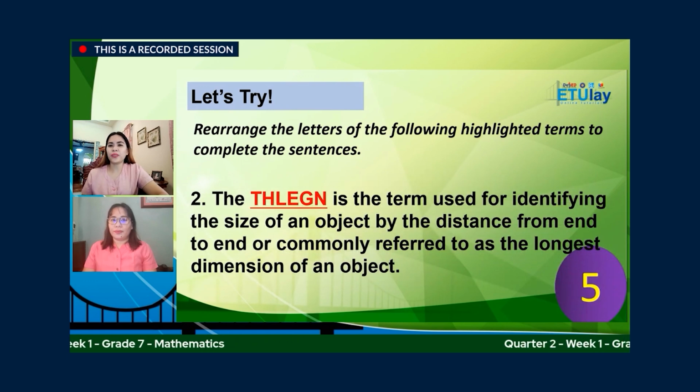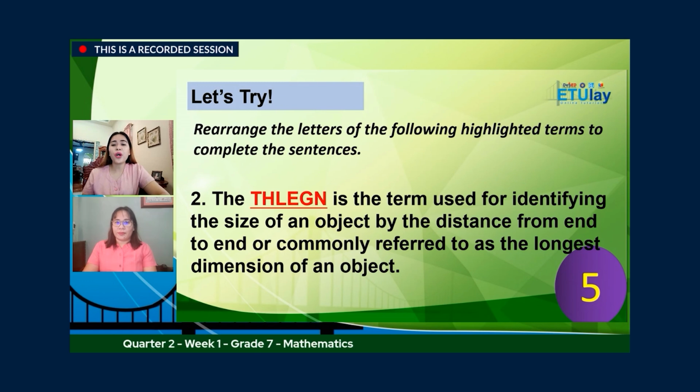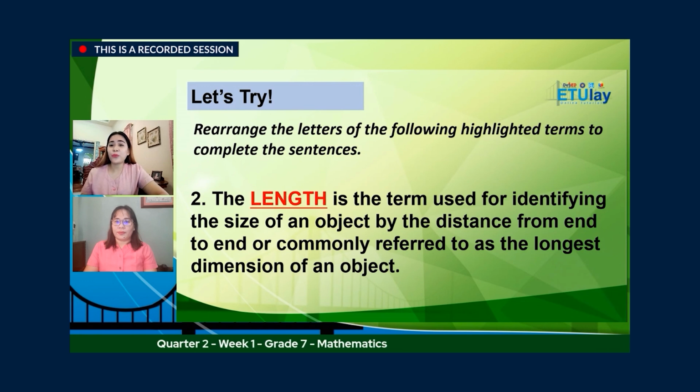Okay, number 2. The blank is the term used for identifying the size of an object by the distance from end to end, or commonly referred to as the longest dimension of an object. What is that? That would be the length.